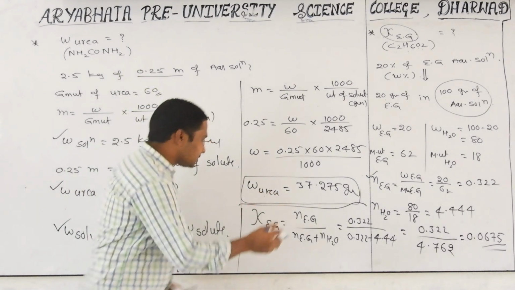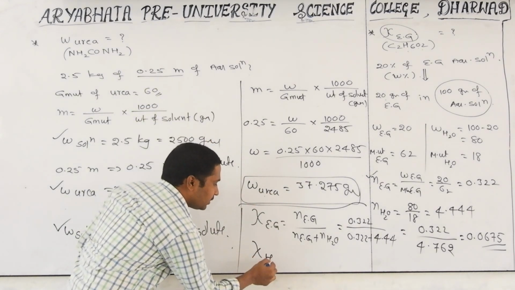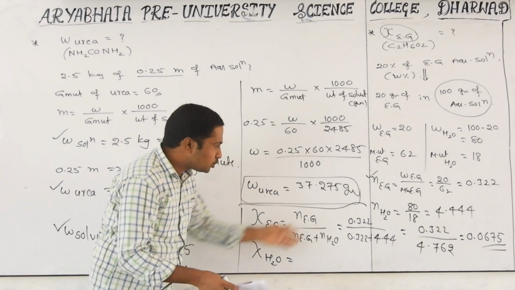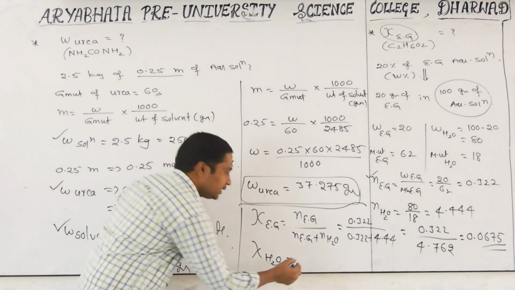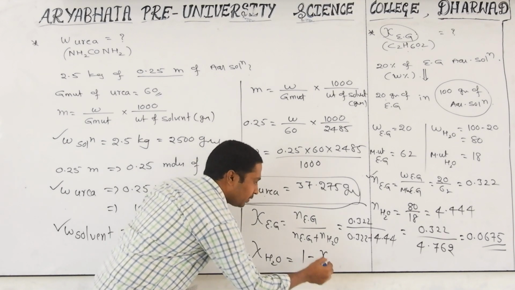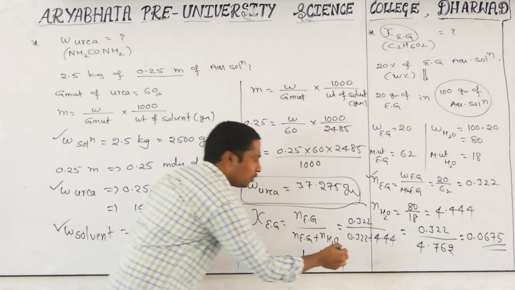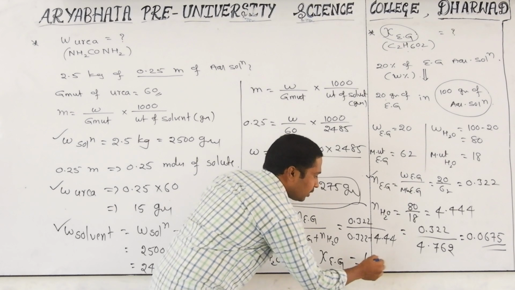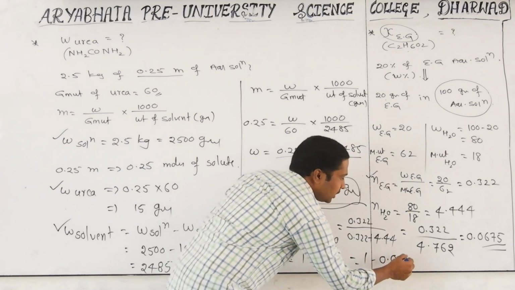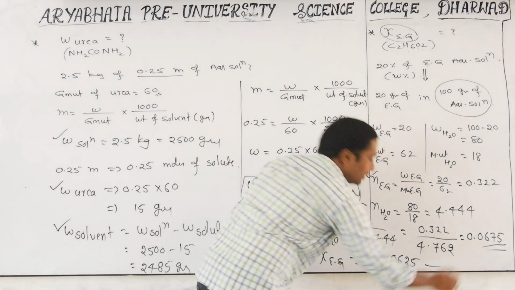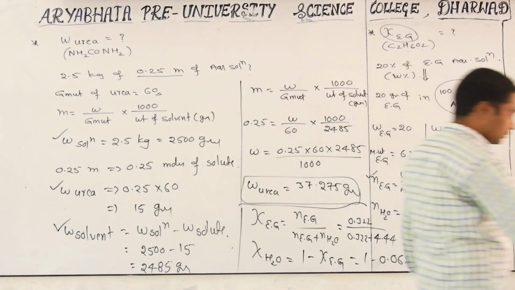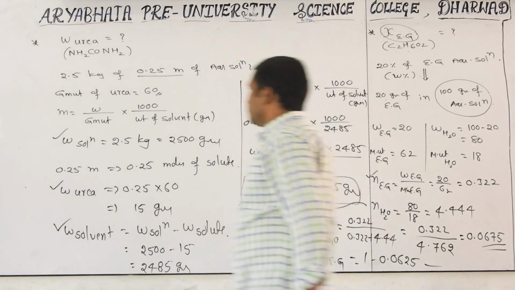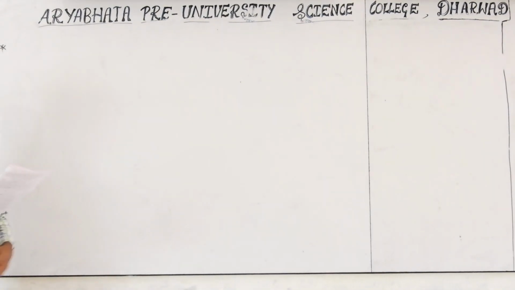Okay, if we are asked the mole fraction of the water, is it necessary to do the whole process? Not required. Why? The sum should be 1. Then we can do 1 minus the mole fraction of ethylene glycol. Nothing but 1 minus 0.0675 is coming. You are getting the answer for this one. All of you clear? Yes. We will see one more question.